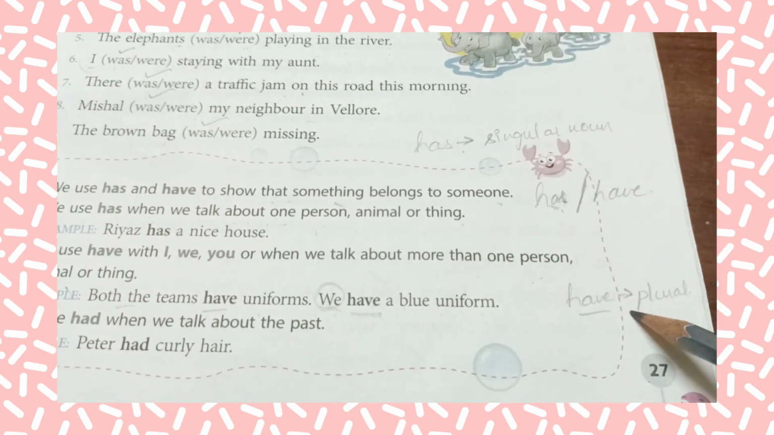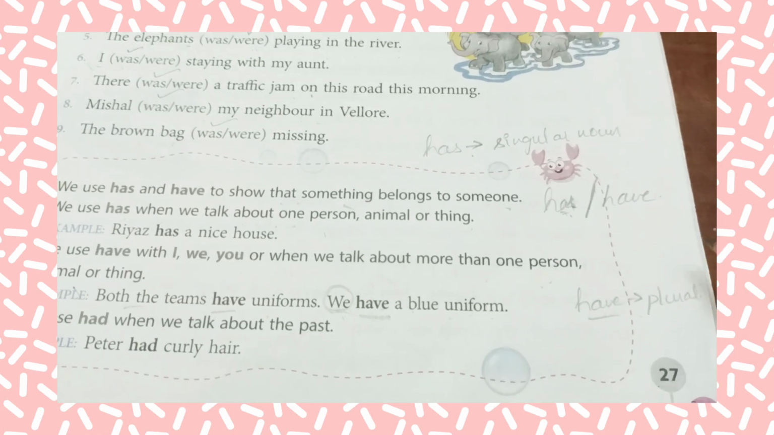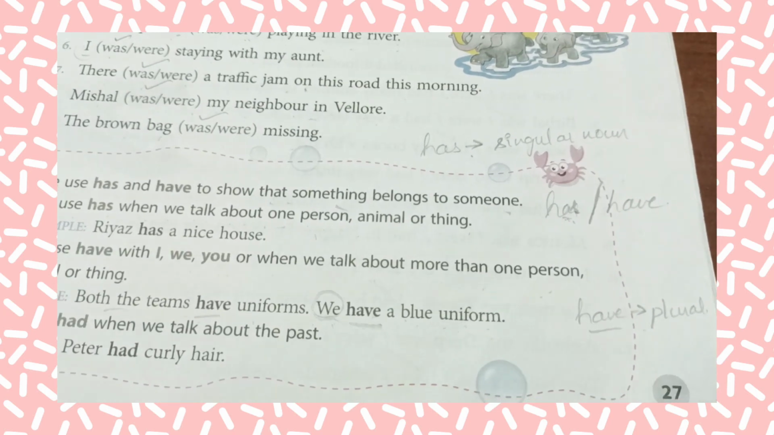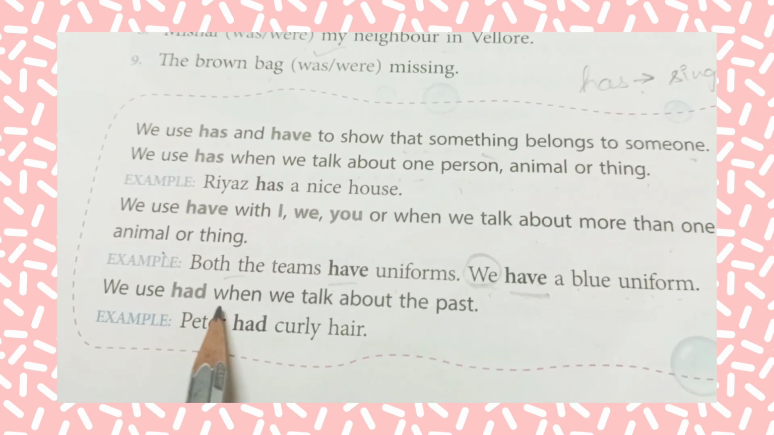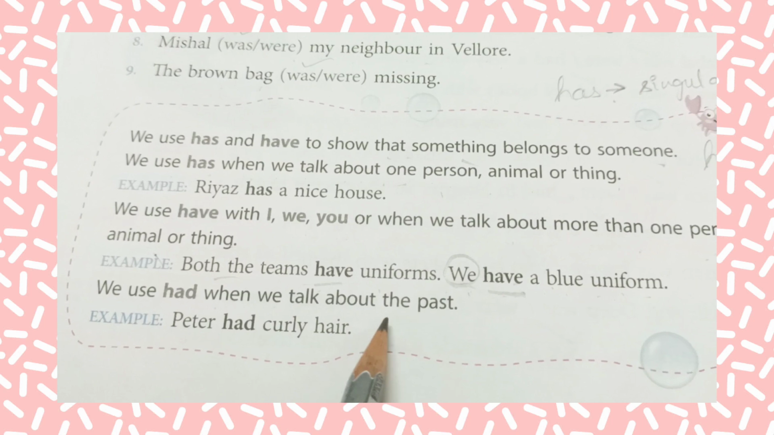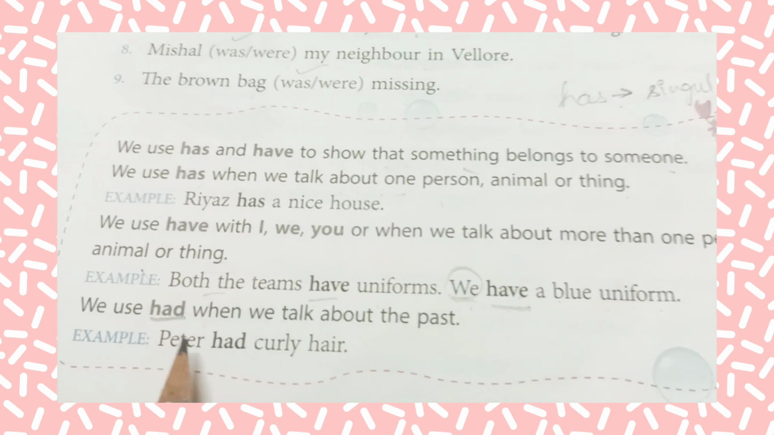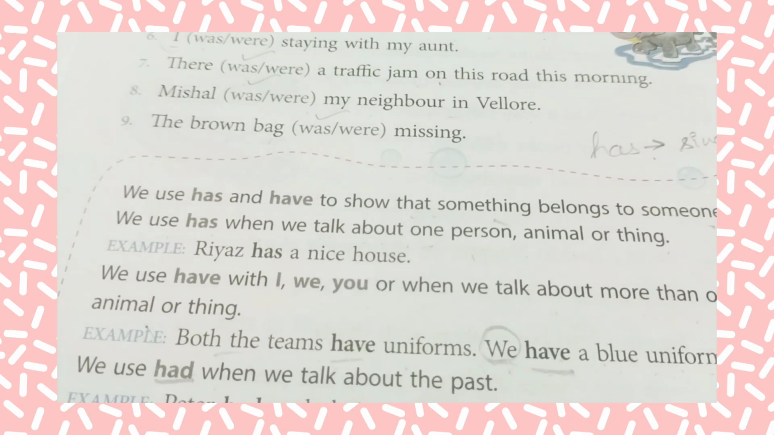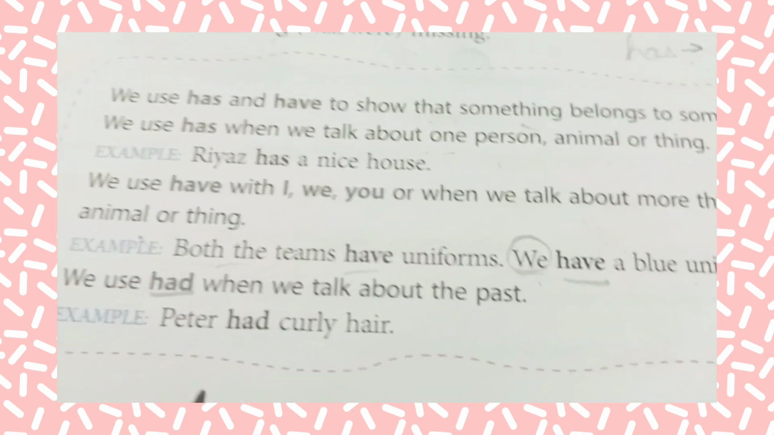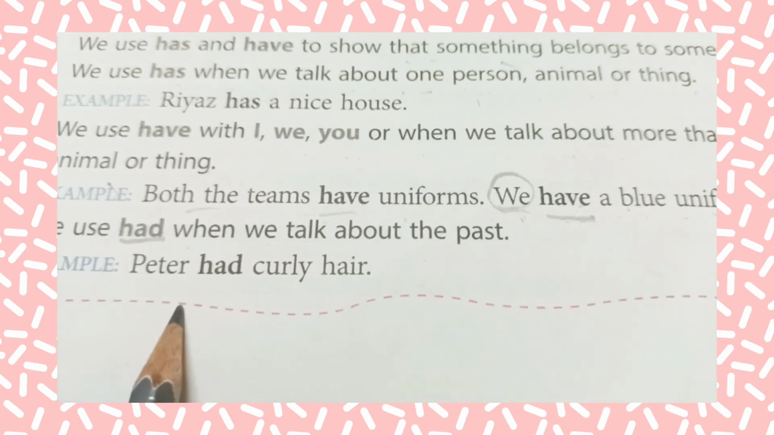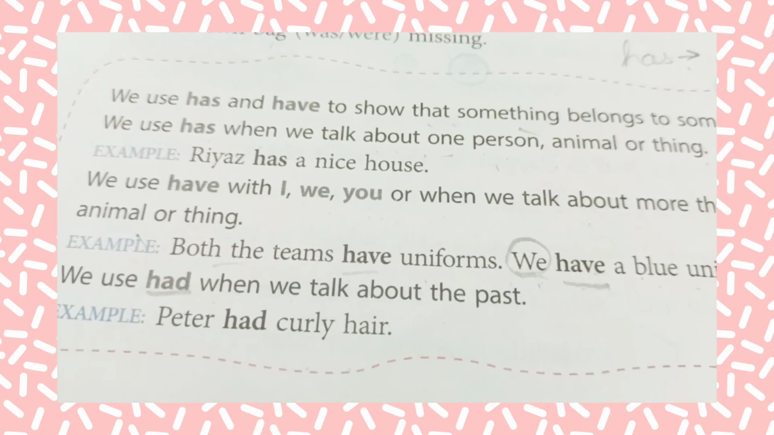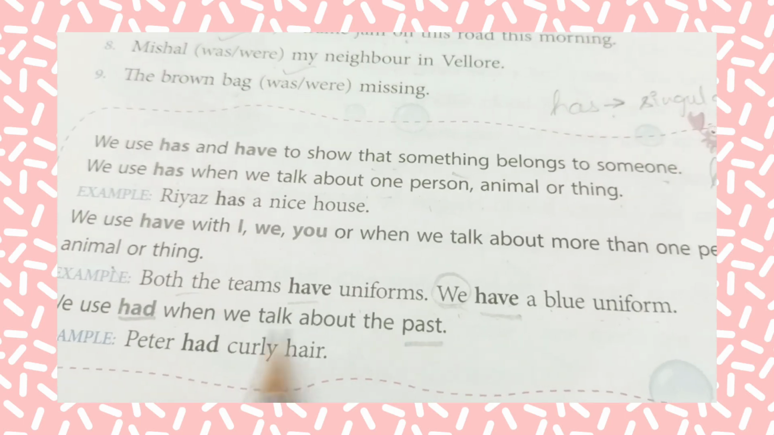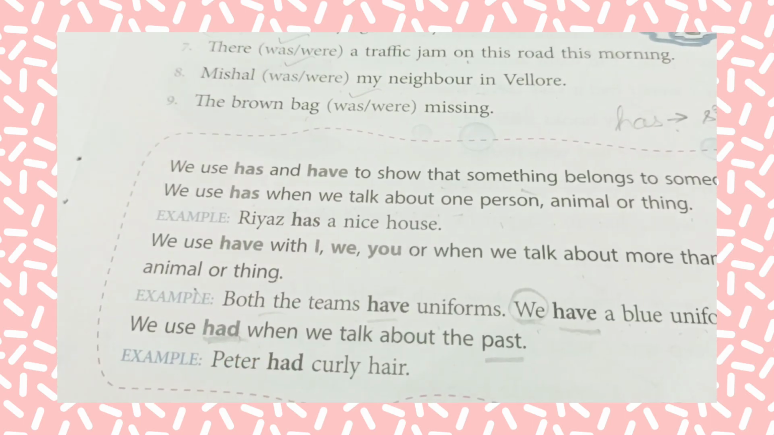Children, don't write like this. For the explanation, for your clarification, I have written like this. Don't write like this. Okay. We use had when we are talking about the past. Here had is used in past tense. That is, the action already happened yesterday, like that. See, observe here. Peter had curly hair. Peter had it in the past but not now. So for past tense we have to use had.